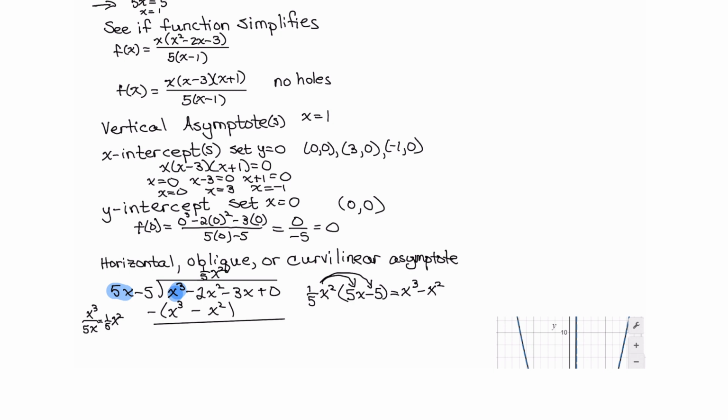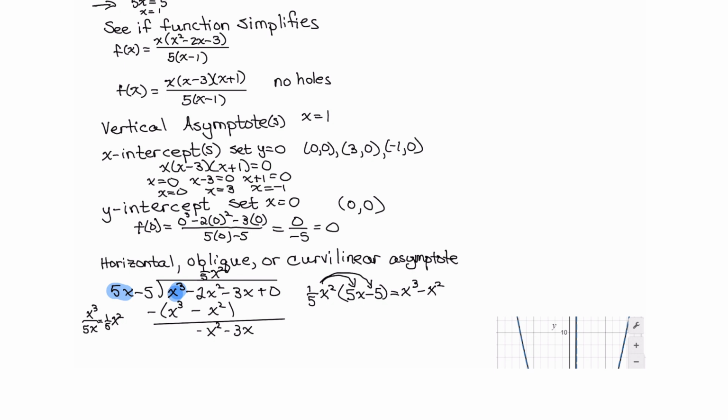So x cubed minus x cubed, they remove, and then negative 2x squared minus a negative x squared. Minus a negative is plus, so negative 2x squared plus x squared is a negative x squared. Then bring down the minus 3x. What I'm dividing into is a larger degree than what I'm dividing by, and I keep going until what I'm dividing into is a lesser degree than what I'm dividing by. So we'll do this again.